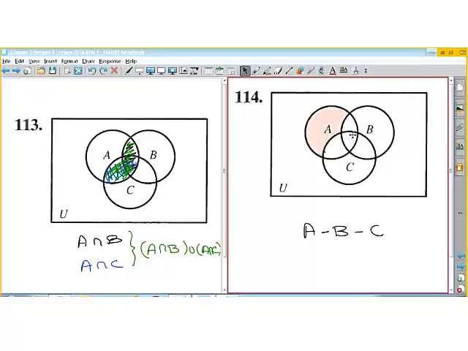So let's review. The center is the intersection of all of them. These footballs are intersections of two sets. A and B would be this football. A and C would be this football. B and C would be this football.